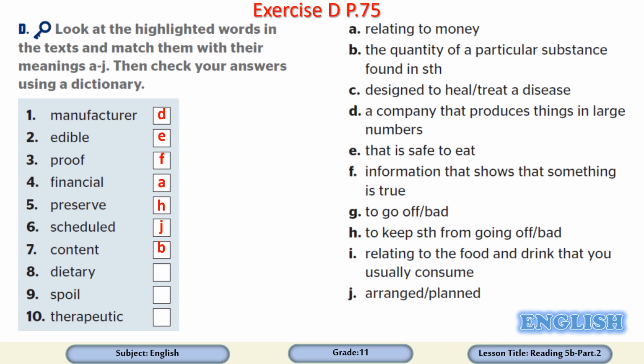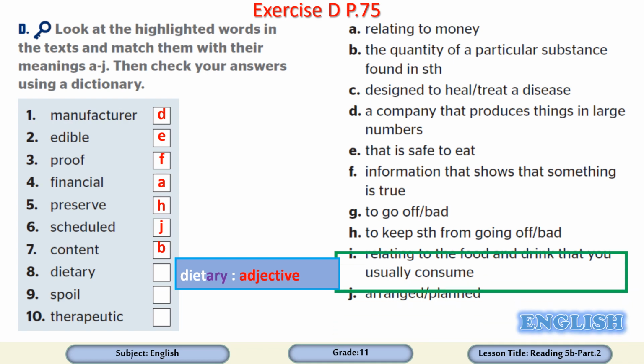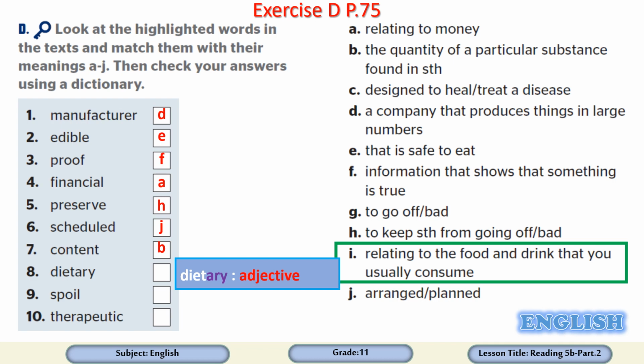Number 8, and the word is dietary, and as you note, it comes from the word diet, so it's an adjective. We still have one definition of adjective. It's I, relating to the food and drink that you usually consume. So the answer is I.